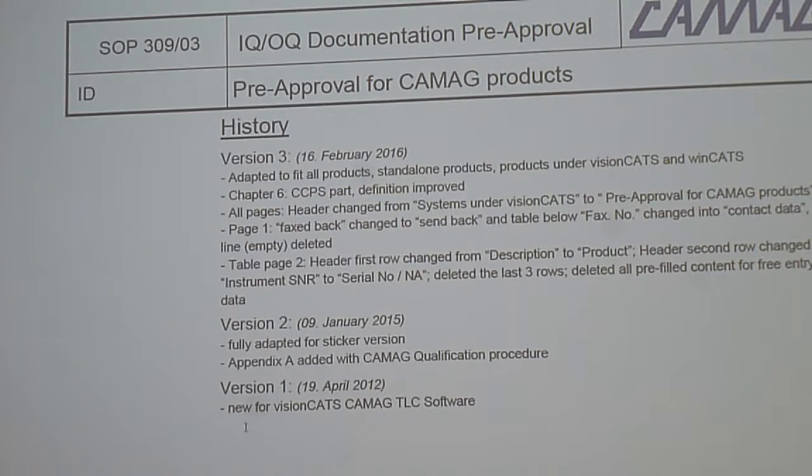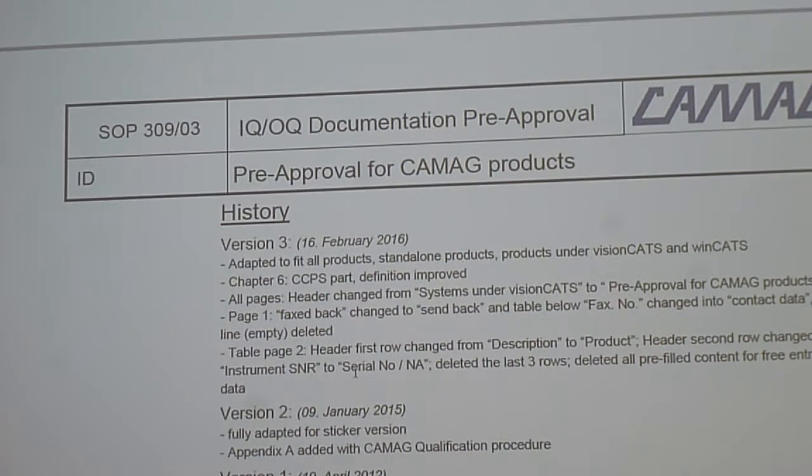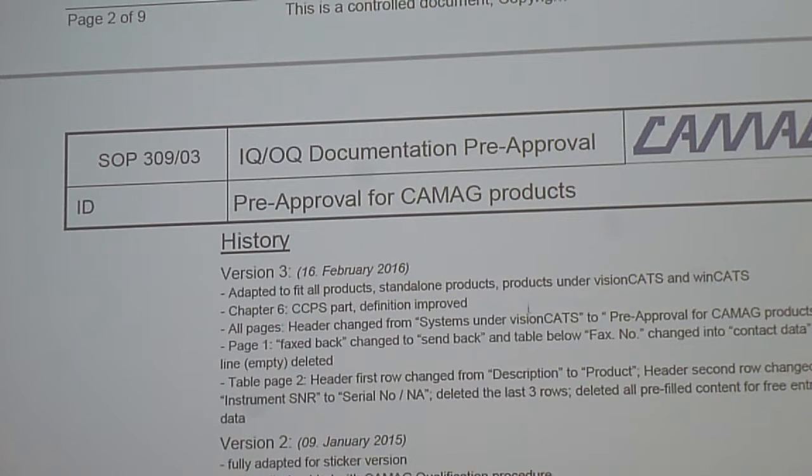First of all, the first version was only with vision cats, like in WinCats. Fill out the table like before with the fixed SOPs. Then we have the information about the fully adapted holographic sticker version. And there was an appendix on the back side for verification procedure and validation. And then version number 3 was completely with all information. I think it's more transparent for them also to understand what we have to do.